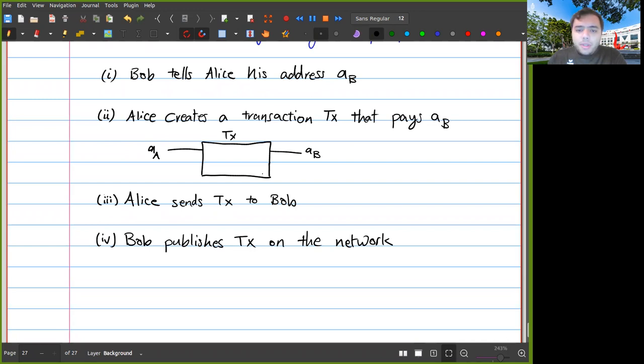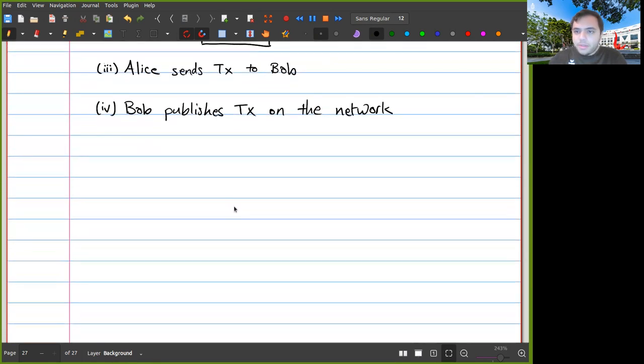And now the problem is that Bob has no way of being sure that this particular transaction gets on the blockchain and not the other transaction that Alice created in her double spending attack. Actually, Bob cannot even be sure if Alice has done a double spending attack or not. Okay, so this is the first problem.